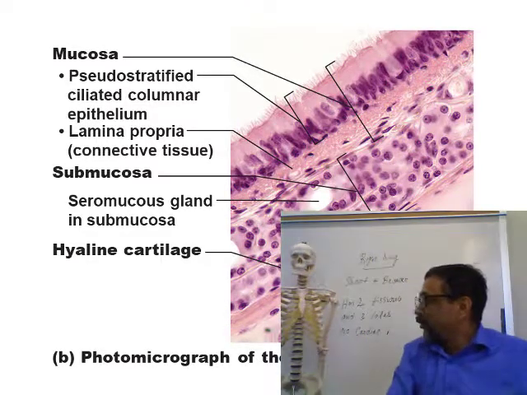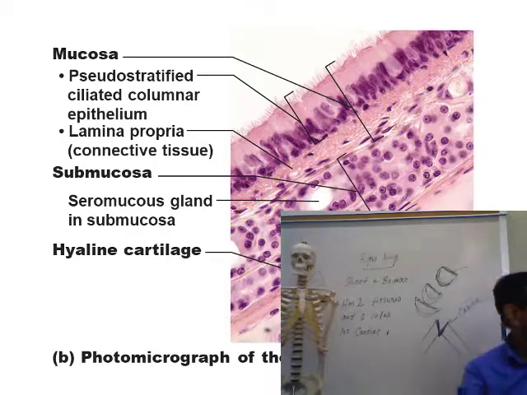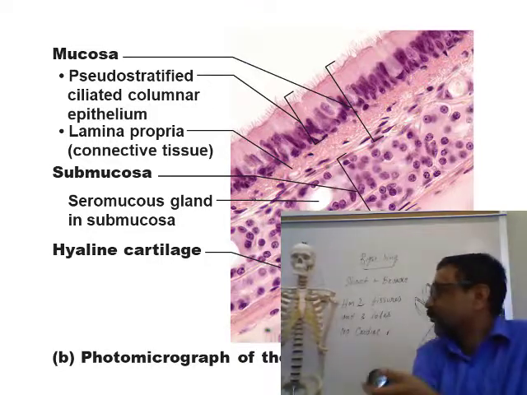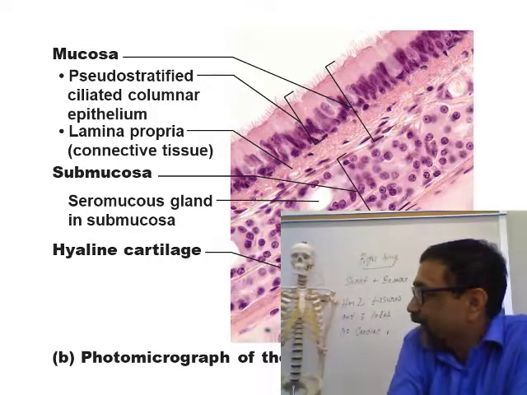Goblet cells, you remember in mucosa, you have goblet cells. These are the goblet cells. You see the kind of whitish. This is hyaline cartilage. Okay. See the cilia.